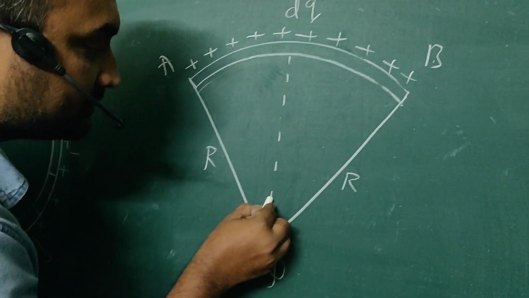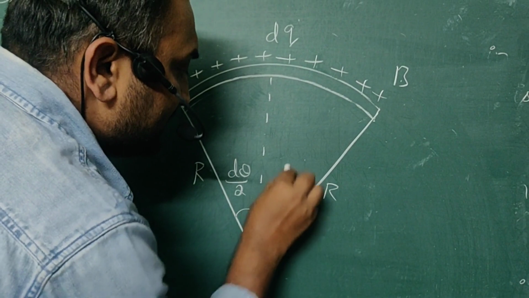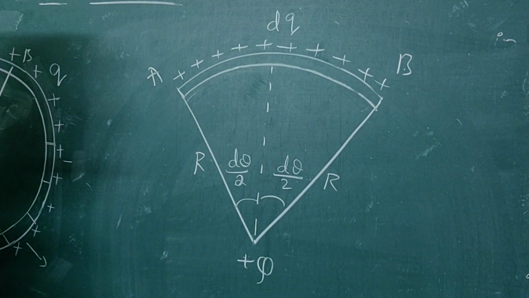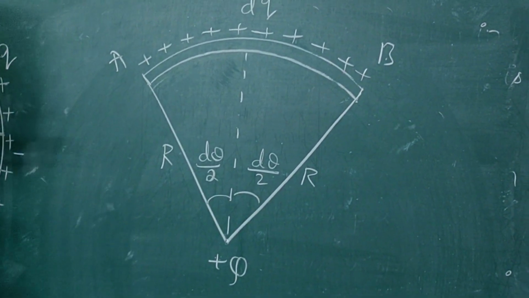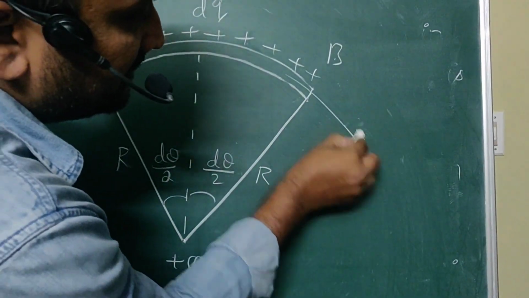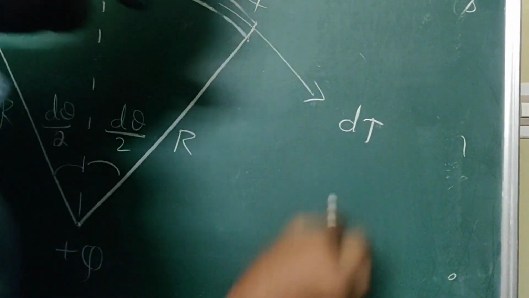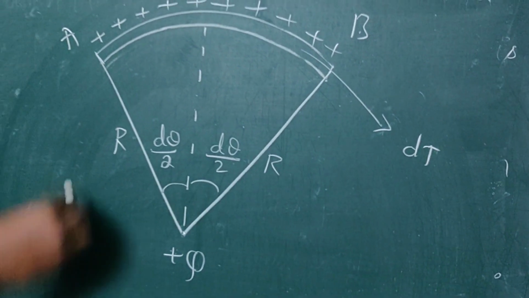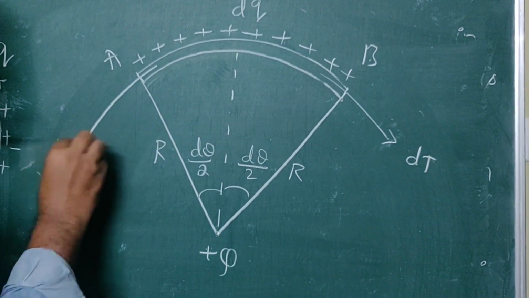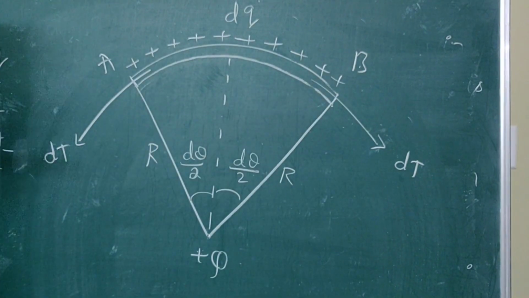I'll divide it as d theta by 2 on this side and d theta by 2 on this side, so the total angle is d theta. Now obviously there is a tension, and tension always acts tangentially. Instead of tension, I'll call it the increase in the tension, dt. The increase in the tension on this side is dt along the tangent, and similarly on this side it is also dt. This tension is acting at point A and this tension is acting at point B along the tangent.